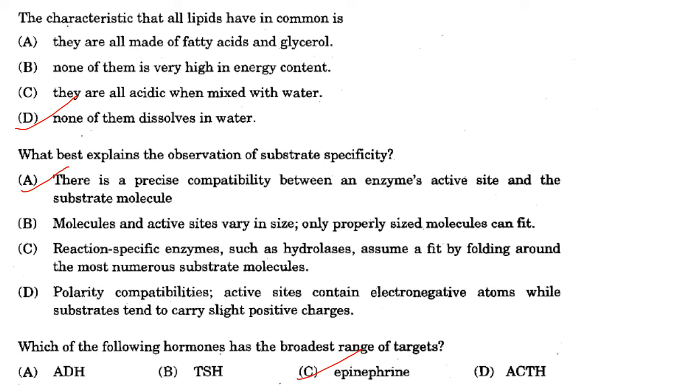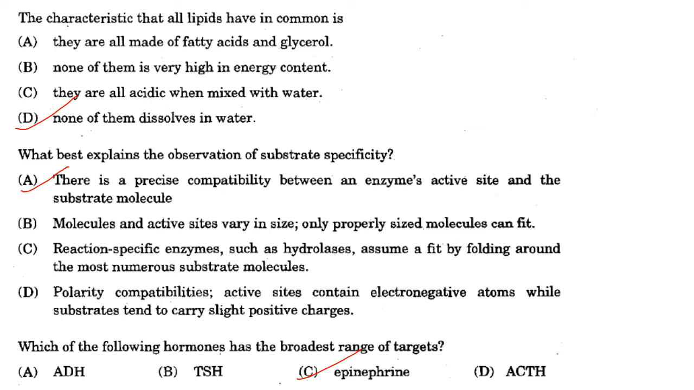Then next one. What best explains the observation of substrate specificity? So answer is option A, that is there is a precise compatibility between an enzyme's active site and the substrate molecule. Answer is option A.